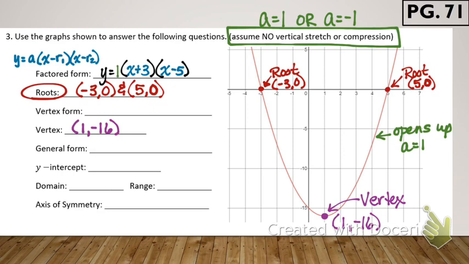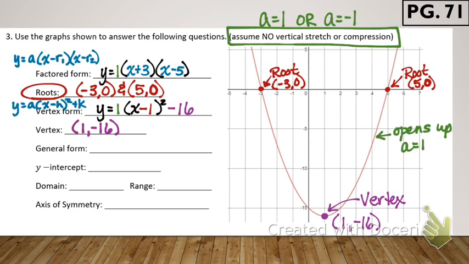Help me out with the vertex form. This is my a, h, k form. What's our a value? 1. What is our h? 1. So what will I see inside the parentheses? Plus, oh, negative 1. Negative 1, because it's the opposite of h. And then what will go on the end? Negative 16, so minus 16. Beautiful.